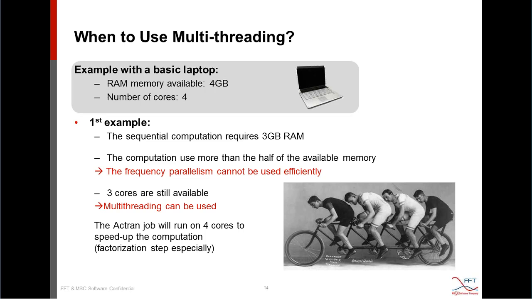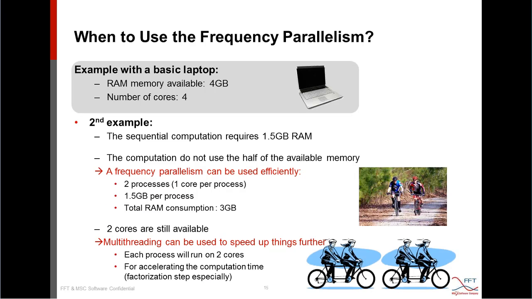Now, when to use the frequency parallelism. You have the same laptop at your disposal, but this time, the computation in sequential mode requires 1.5 GB of RAM instead of 3 GB previously. What does it change? Well, now less than half of the available memory is used, so the frequency parallelism can be used efficiently. So you have now a frequency parallelism on 2 processes. So 2 processes are running at the same time. Each of them is using 1 core and 1.5 GB of RAM and is solving a different frequency. Therefore, the total RAM consumption is now 3 GB.